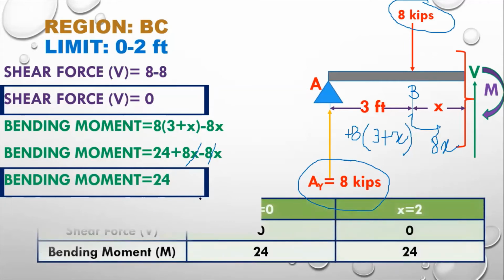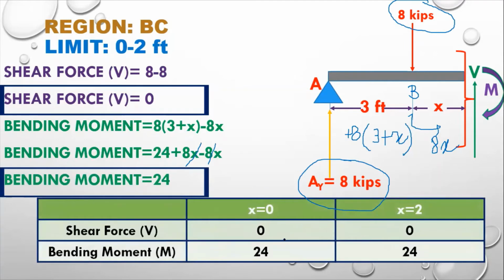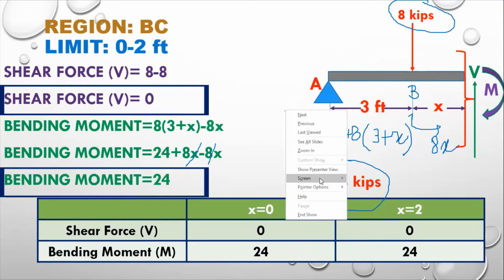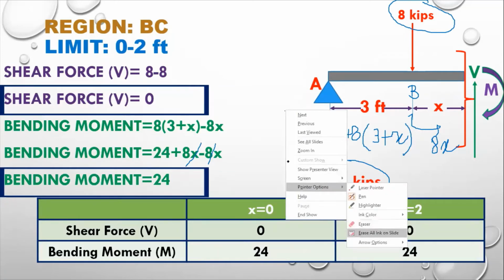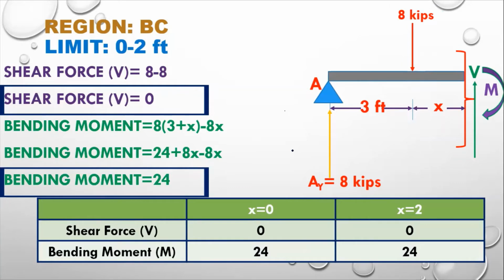So you can see we will get these constant values here. The shear force will remain 0 at both limits, and you can see the value of the bending moment remains the same, 24 and 24, because it is not having any x. So that's why it is coming out to be 24. So let me rub all the mass which I have created over here to explain you. So I am moving towards the next slide to find out region CD, and we are going for the third section.